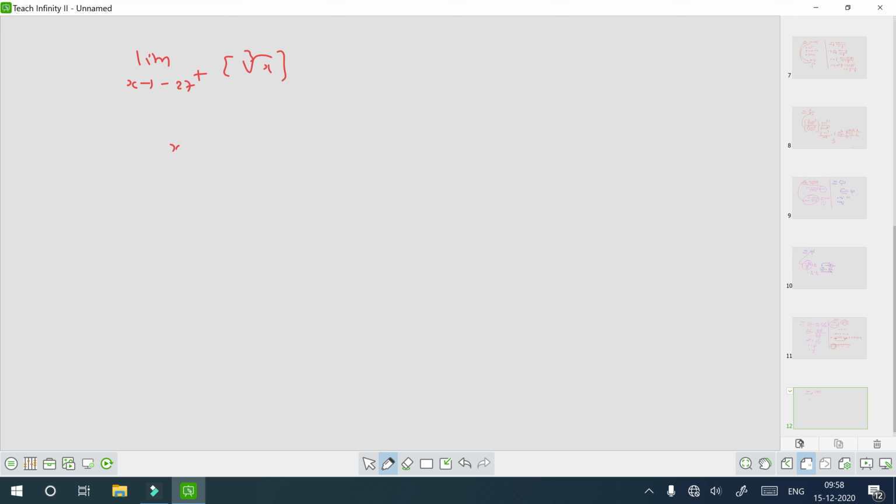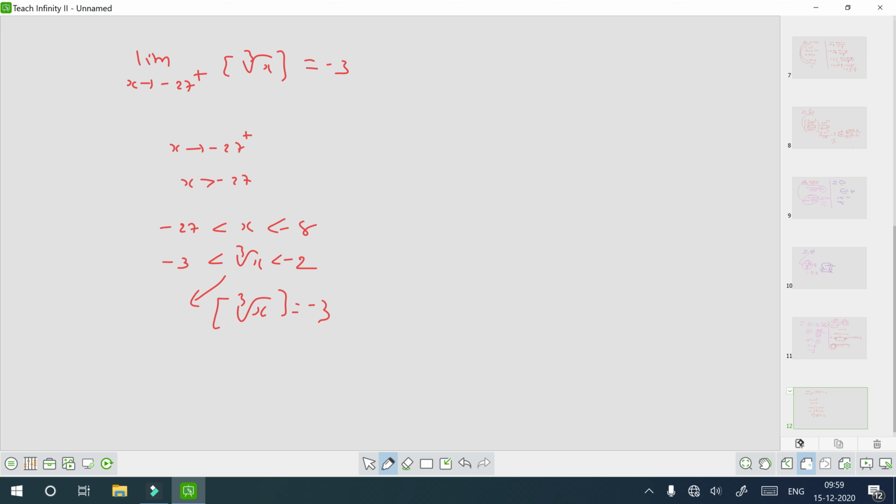See, x tends to minus 27 plus means x greater than minus 27. So minus 27 less than x. Take cube root of x. Here you get minus 3. So there should be a minus 8. Then it comes out minus 2. Clear? So what can you say about the integer part function of x is equal to minus 3? So its answer is minus 3.